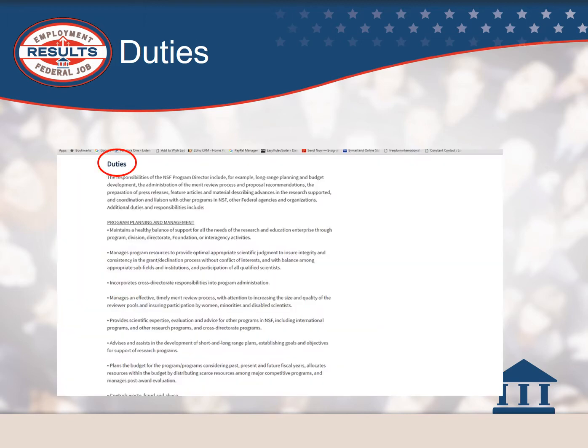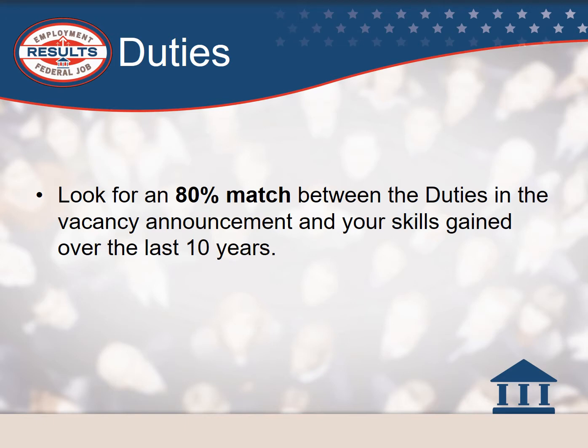The duties section is the second tab in USA Jobs in any vacancy announcement. Okay, you always see 5 tabs across the top, and the second tab is the duties tab. You are looking for an 80% match between the duties listed in the vacancy announcement and your skills, those skills that you've gained over the last 10 years.